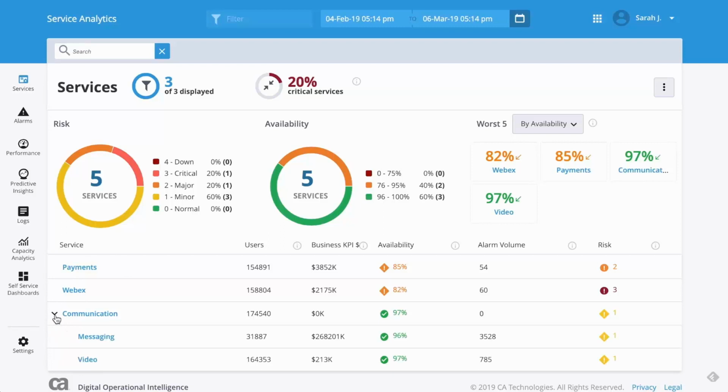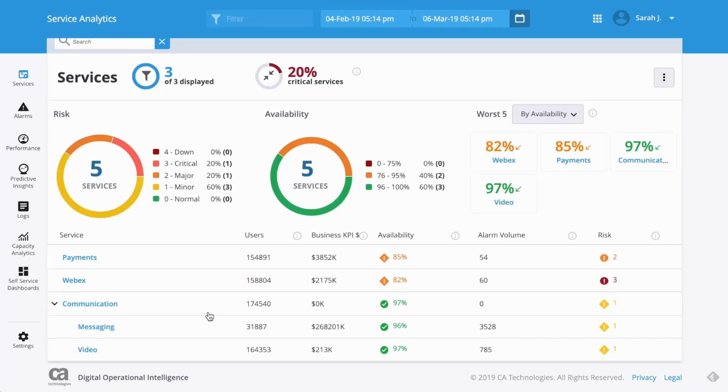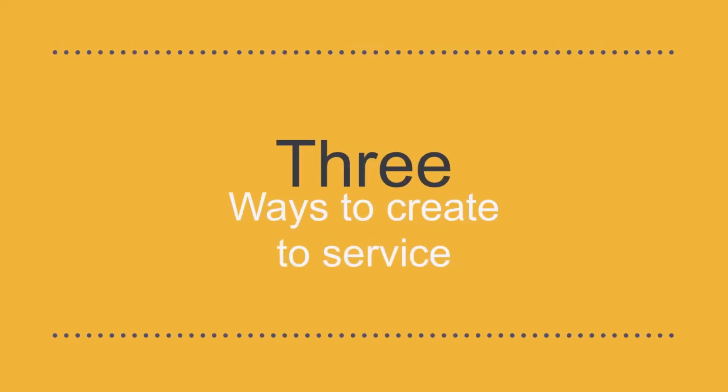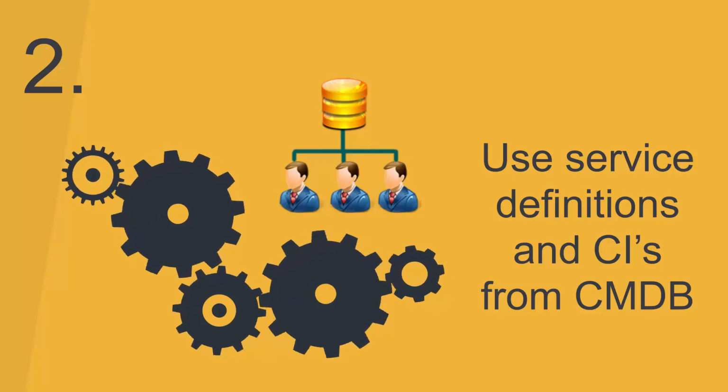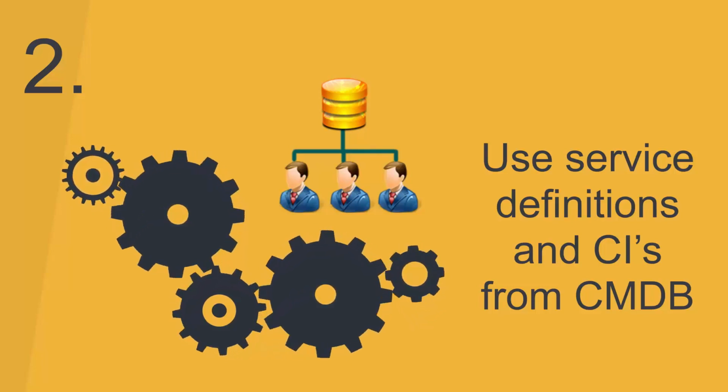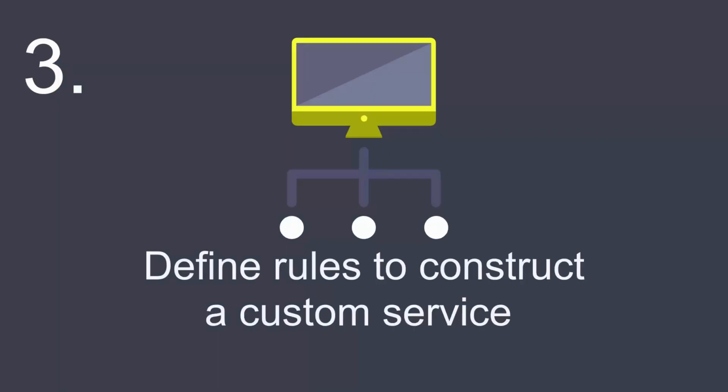A service is comprised of various CIs across application, infrastructure, and network domains. These components are being monitored by various monitoring tools, and data from these monitoring tools, whether they are CA or third party, is being ingested into this platform. There are three ways to create a service. First is to use all the monitoring data being collected and relationships across them. Two, to use service definitions and CIs from CMDB. And three, to define rules to construct a custom service hierarchy or custom service definition.